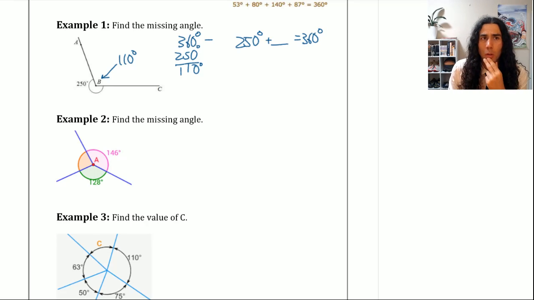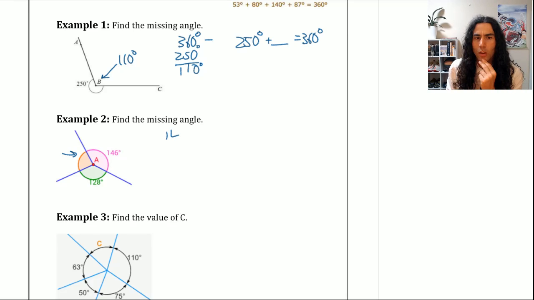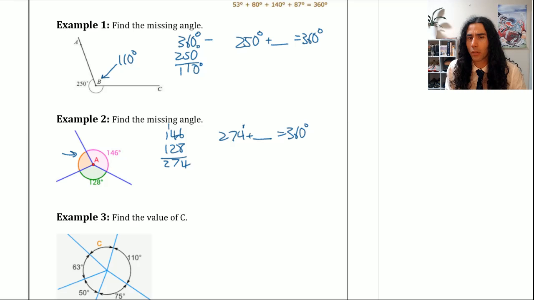Example number 2. Ooh, tricky. We got 2 numbers here now that we know, and we're trying to find the third one over here on the left. So what I'm going to do is add 146 to 128. 6 plus 8, 14. 142, 7, 2. So we've got 274 already. So 274 plus what is going to give us 360? If I add 80, that'll get me up to 354. So I need to add 86. And that's our answer.